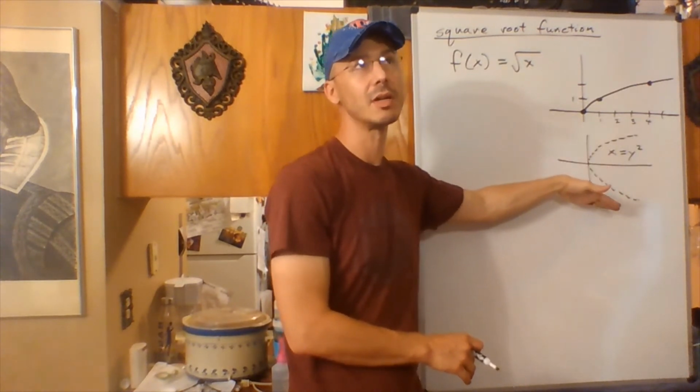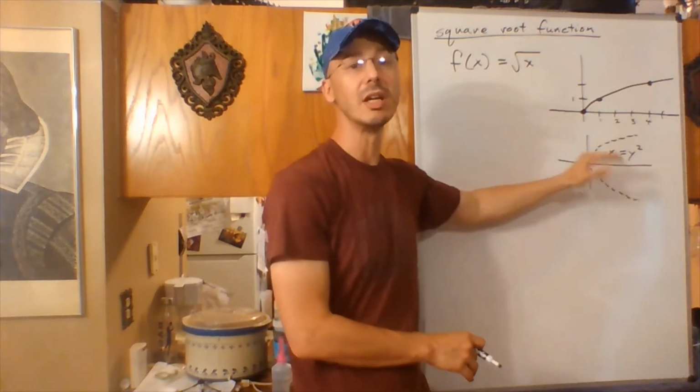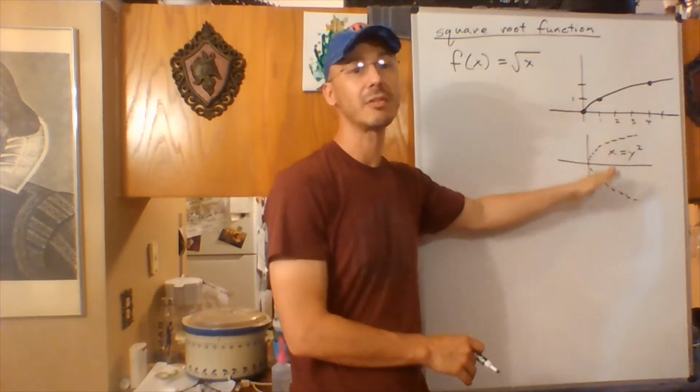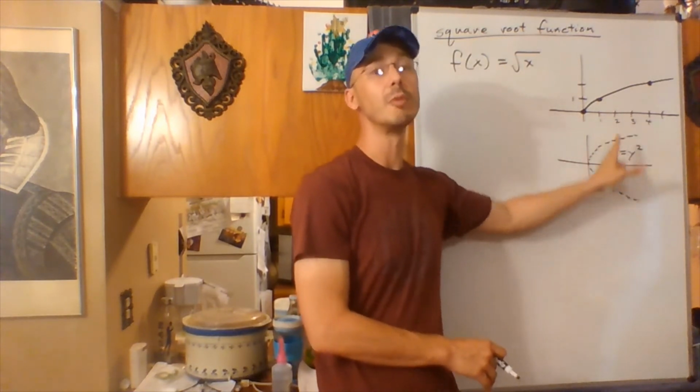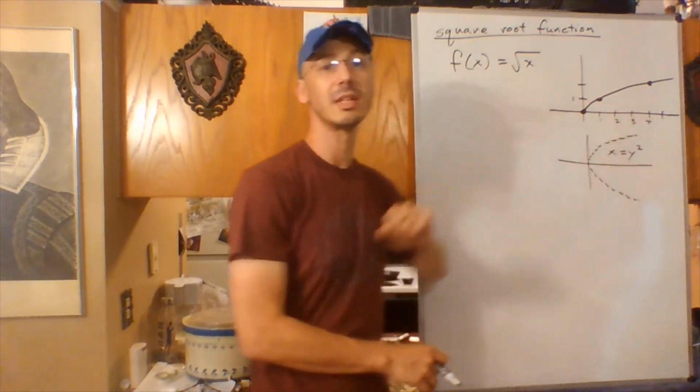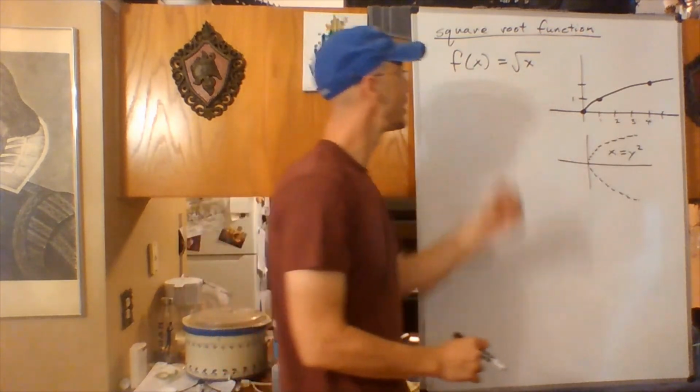The bottom half is it's negative square root of x. But if I have both of them, that's not a function. You can see that the vertical line test would say this is not a function. But this is only the top half of that parabola. So it is a function.